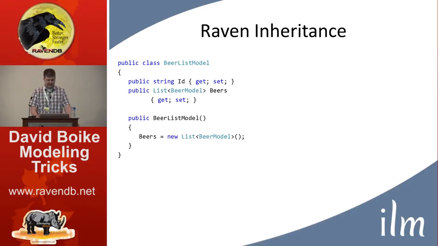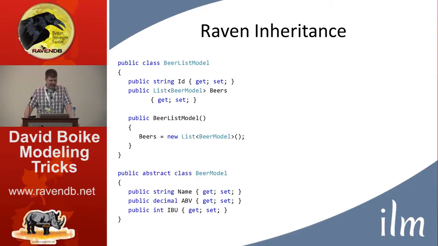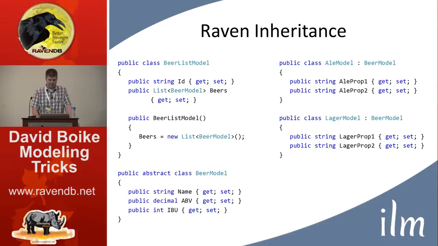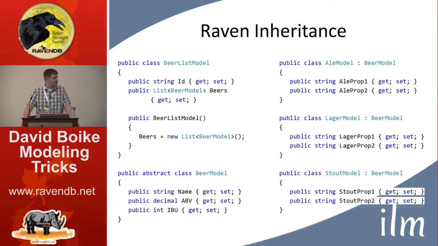So Raven inheritance. I start with a beer list model just so we can see multiple of them. So we have an ID property and just a list of beers. And we have an abstract class beer model with the name and all the base properties. And then, of course, we have each derived class with the stuff that it needs.